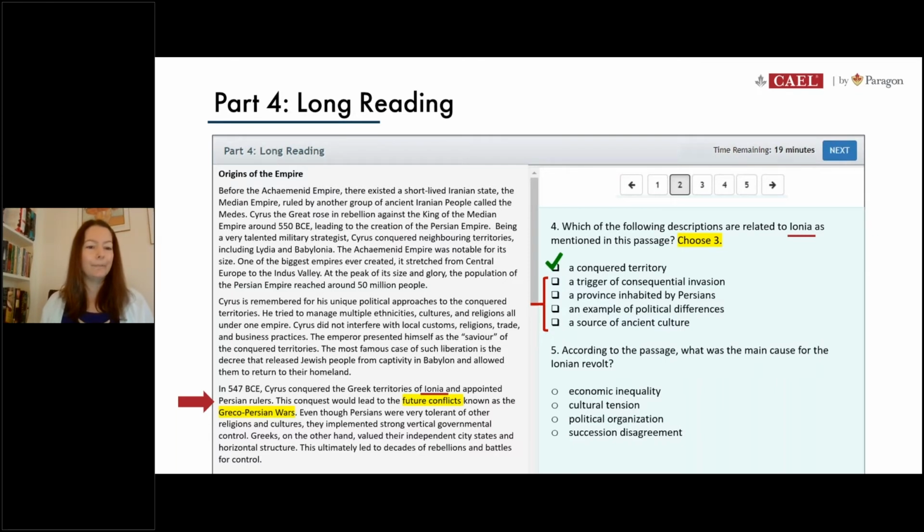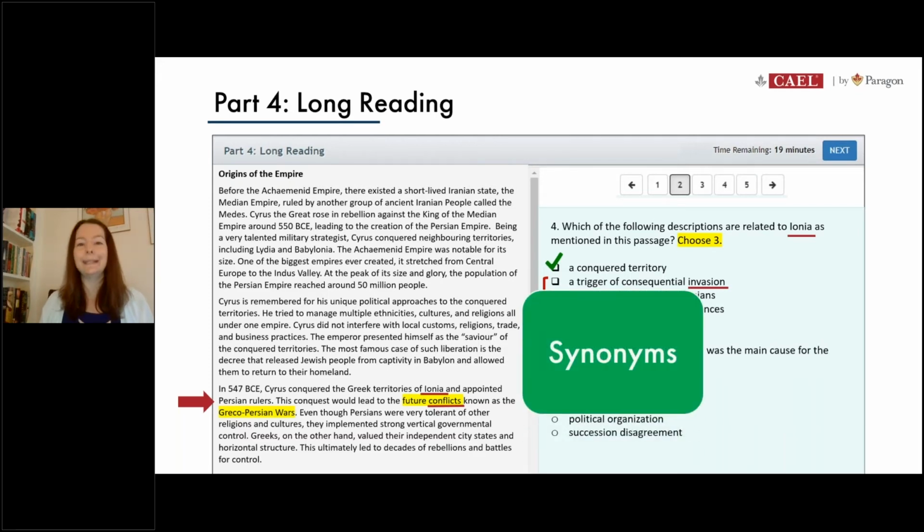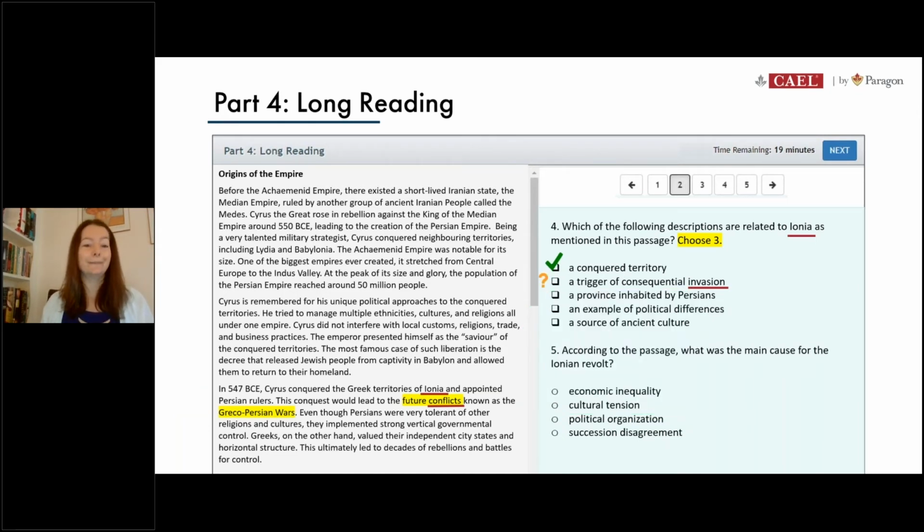So I read something here about future conflicts, and I guess the Greco-Persian War would be an example of those conflicts. So I've highlighted them yellow for us to follow. And you know what? The word conflict, I remember, matches up with this word invasion over here in my answer choices. Now, the word conflict and the word invasion, to me, those are synonyms. They mean pretty much the same thing. So once again, I'm pretty certain this is going to be another of the correct answers. But before I select it, I'd best go back to the text, just read that sentence through and double check that the meanings match up.